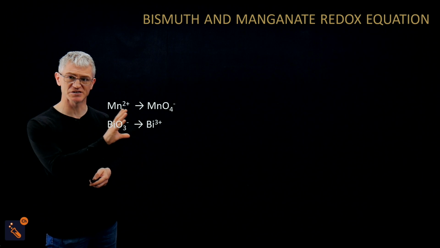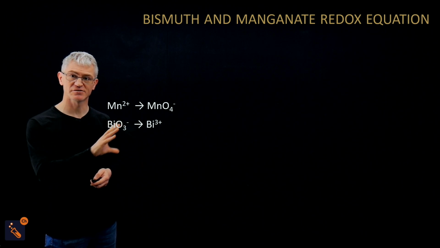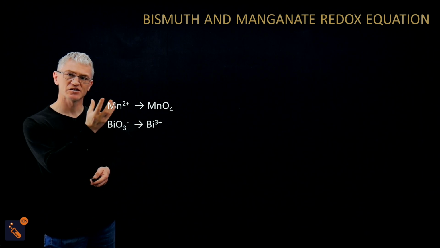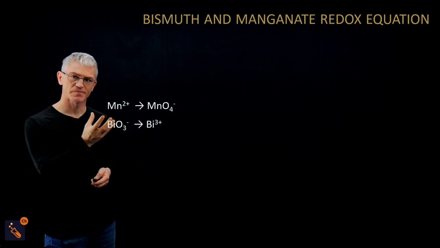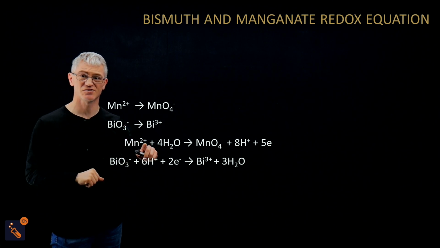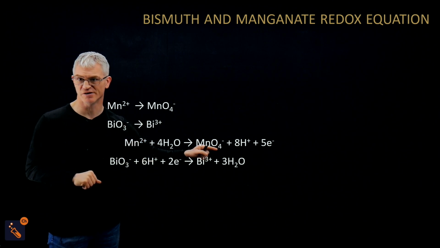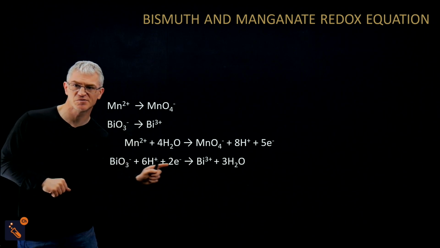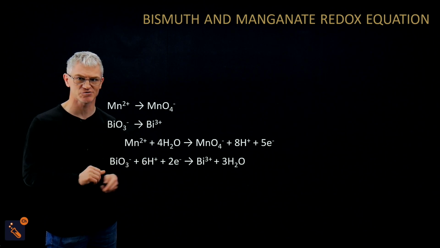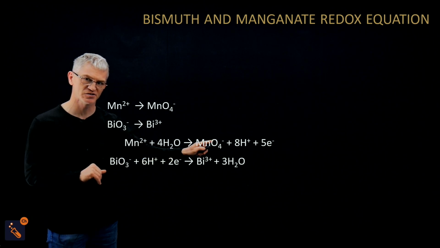So bismuthate, this oxygen species here reacts with this. Now if it reacts, this equation here is just the one you've had before. It's just the opposite way around. And this time the bismuth species is gaining the electrons. Now you can see there's 2 and 5 to start off with there.